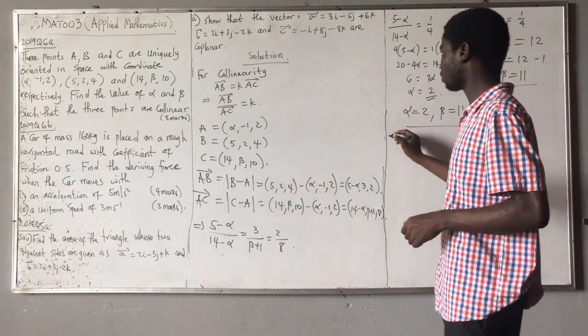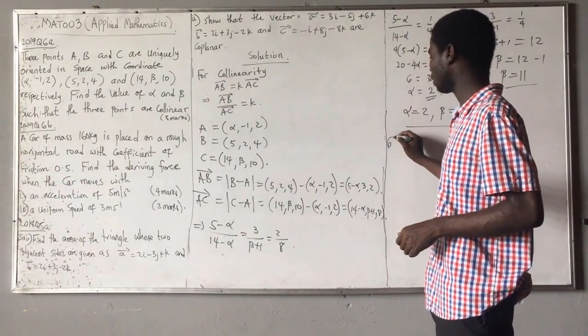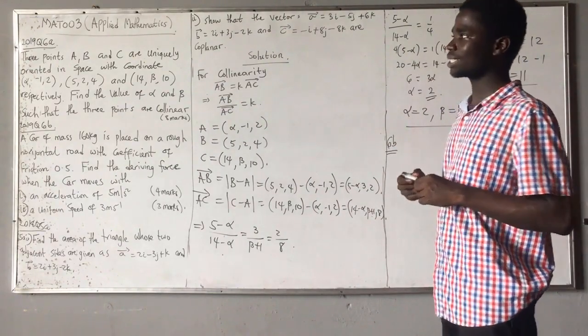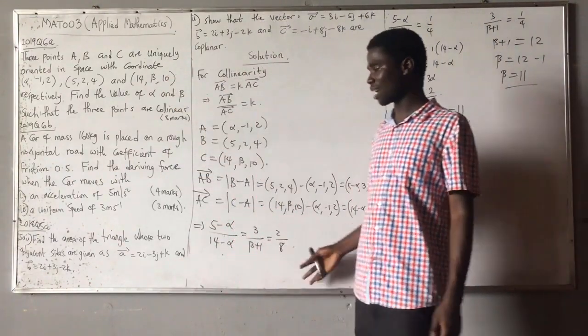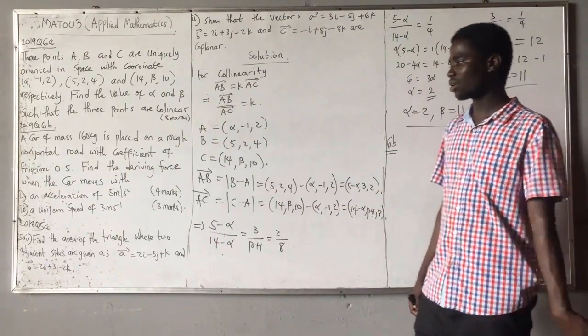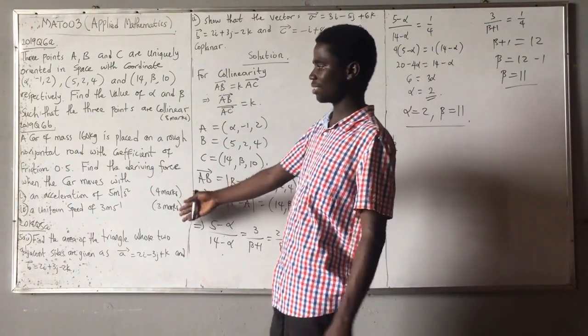Now let's move to the next one, question 6b, 2019. This one is 7 marks. The one we just finished is 8 marks. So the second one is 7 marks, and this is it.